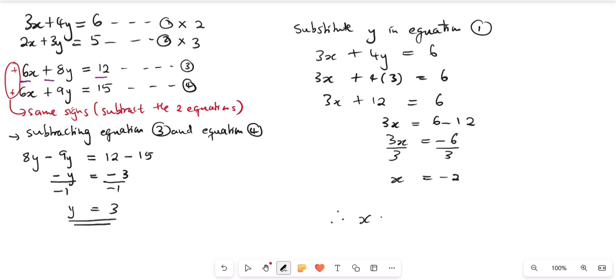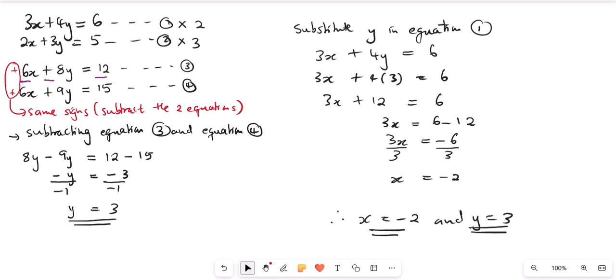Therefore, x equals minus 2 and y equals 3. So just take a look at all the steps that I've made here. The first thing that you look for is whether the coefficients for the letter that you want to eliminate are the same. If they are the same, then you can add or subtract depending on the signs. If the signs are different, by the way, you add the two equations, just a reminder. But if the signs are the same, you subtract the two equations, you subtract across.